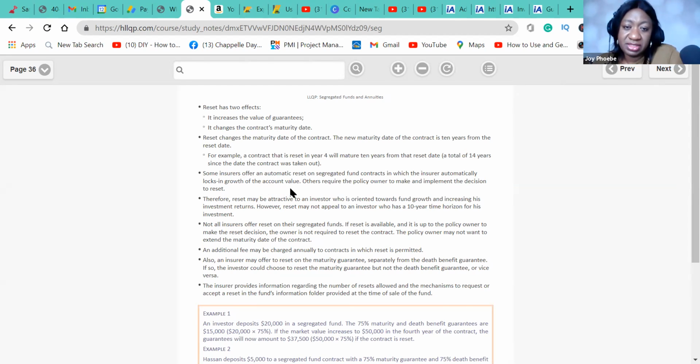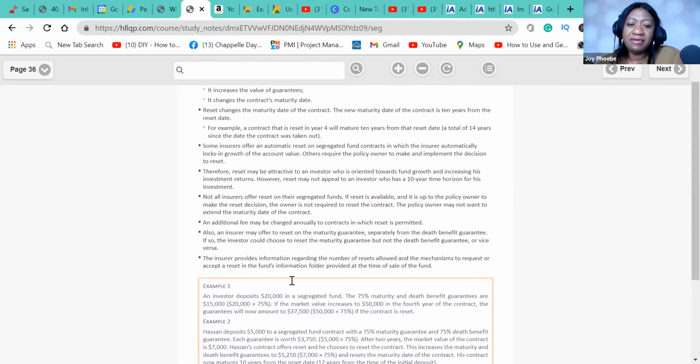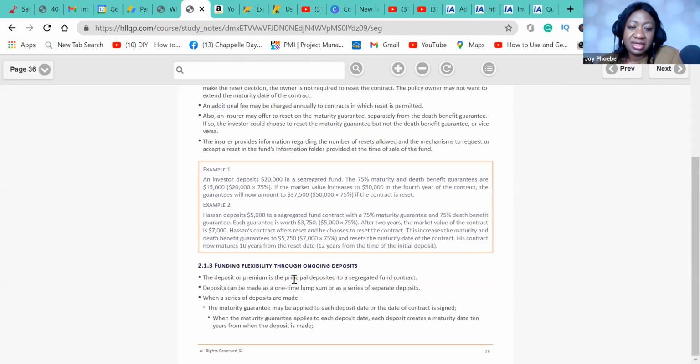Okay, some insurers offer an automatic reset on a segregated fund contract, in which the insurer automatically locks in growth on the account value. So some insurance companies do that automatically. Okay, next: funds flexibility through ongoing deposits.